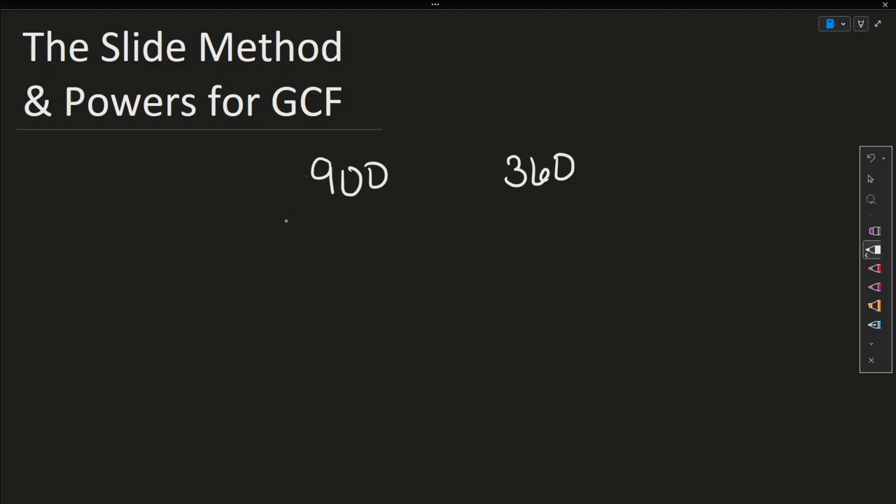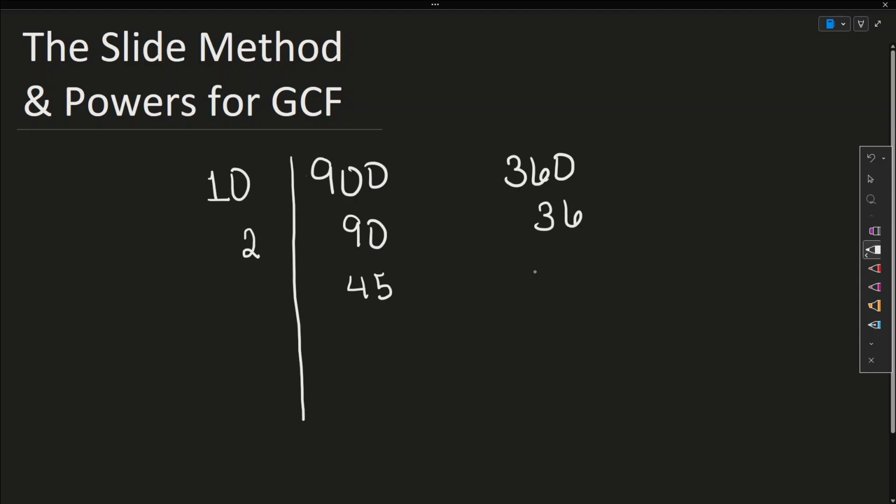We can see that these numbers do have a 10 in common. So we write a 10 over here and we divide. 900 divided by 10 is 90, and 360 divided by 10 is 36. So now we have 90 and 36. These have a 2 in common. 90 divided by 2 is 45. 36 divided by 2 is 18.